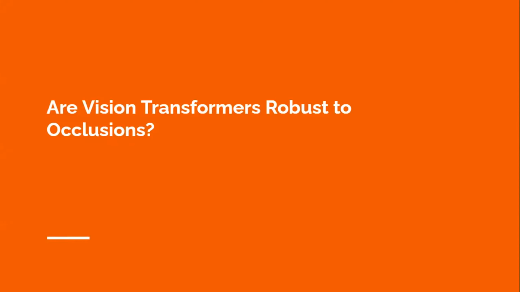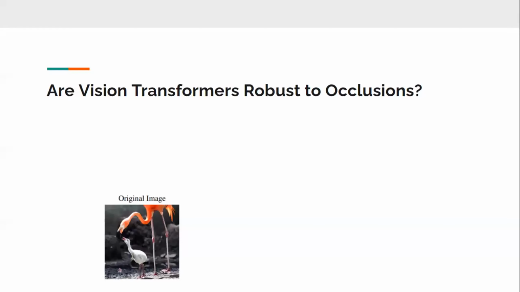So first experiment: are they robust to occlusions? How do they create an occluded image? Well, they have an original image like this. They divide the image into a 14 by 14 grid of patches. And then they do what they call patch drop, which is simply if a patch is selected to be dropped, its pixel values are changed to 0.